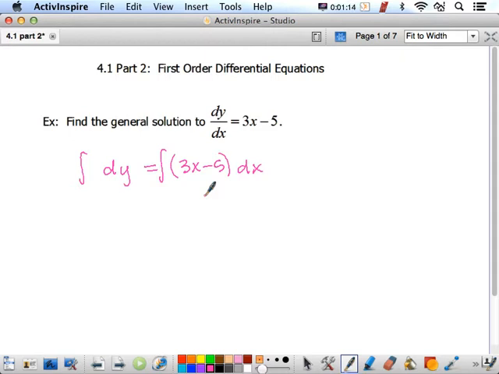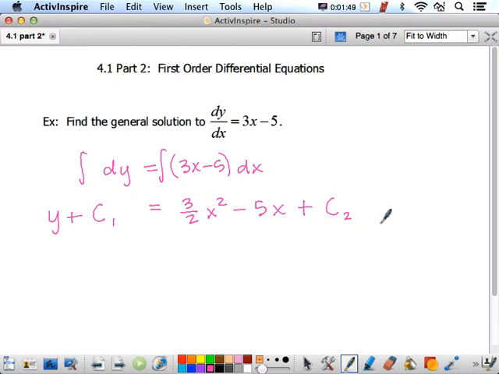What is the integral of just one dy? y. Y plus C, a constant, right? So y plus a constant. Now on the other side, if we integrate 3x minus 5, the first term becomes 3x squared divided by 2, so we have 3 halves x squared. And the negative 5 integrates up to just minus 5x plus C, a constant. Since we have two different constants here, we can't guarantee that they're the same constant. We'll let this one be constant 1 and this one be constant 2.